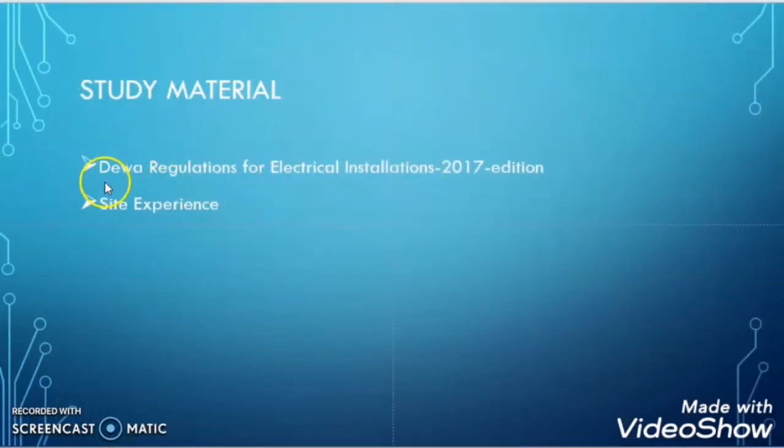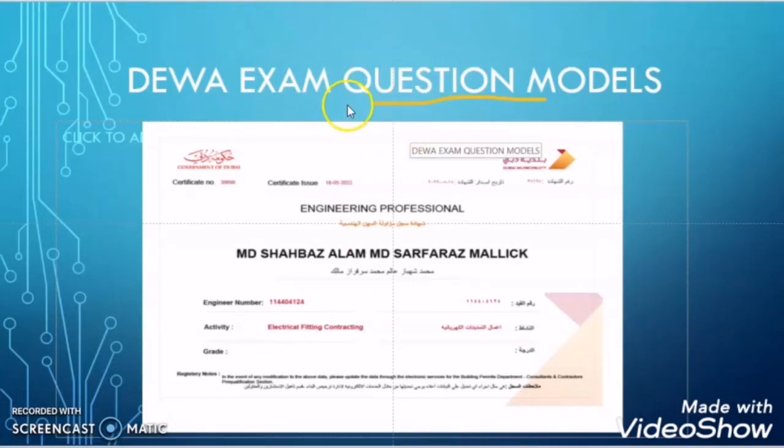For the preparation of the DEWA exam, the best study material is the DEWA Regulations for Electrical Installations, 2017 edition. All the 25 questions will be from this regulation only. You will not have any question outside of this DEWA regulation. Your site experience will also help you to answer the questions. Now let us get back to our original topic, the question modules for the DEWA exam.